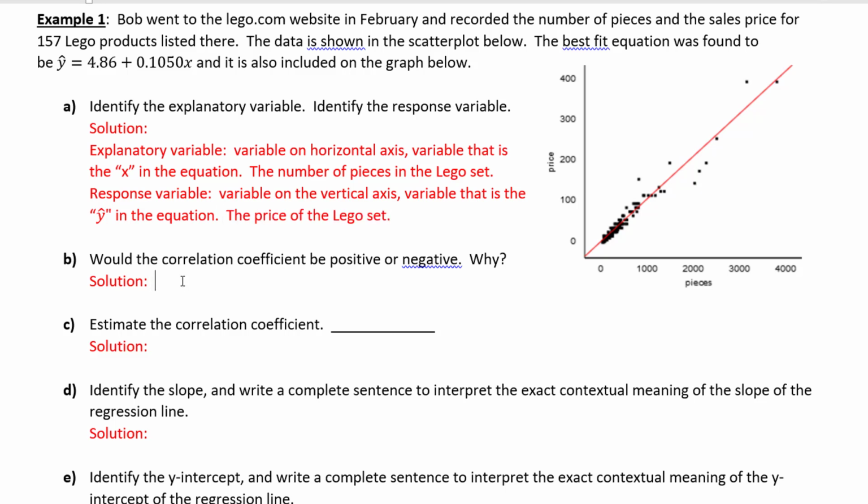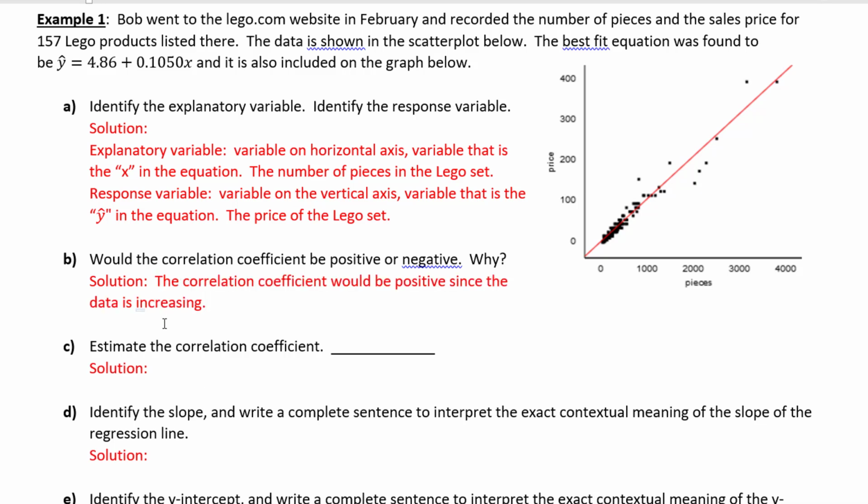Part B asked, would the correlation coefficient be positive or negative? Remember, correlation coefficient is positive if your data tends to be increasing, and your correlation coefficient is negative if your data is decreasing. And we see in this case, the data is clearly increasing, so the correlation coefficient would be positive.